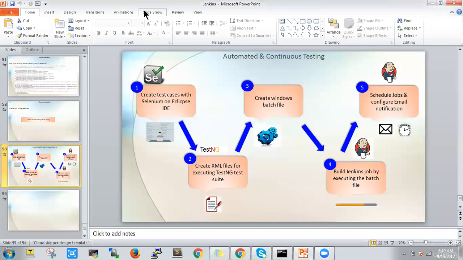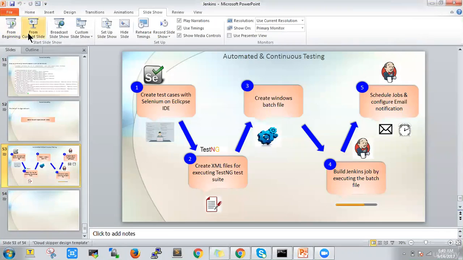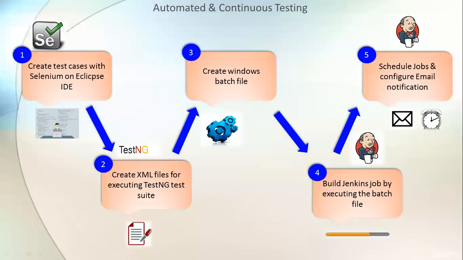Hello everyone. In the last video we saw how to install Jenkins on a Windows system. So that part of the installation is over. Why are we doing this? We are going to do automated and continuous testing by using these tools. So today we are going to see how to install Eclipse IDE on Windows systems.